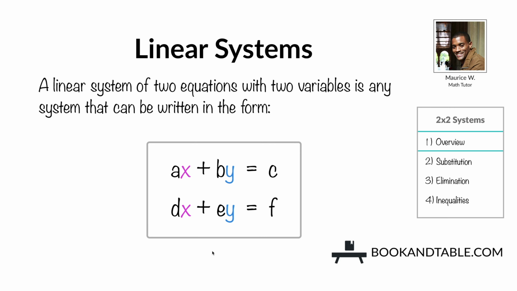So let's kick off the chapter by discussing linear systems. A linear system of two equations with two variables is any system that can be written in the form ax + by = c, dx + ey = f. So we have two equations, each with two different variables, x and y, the same two variables in both equations. A, b, d, and e are the coefficients of our variables. And we see these expressions are equal to these numerical values being represented by these variables c and f.